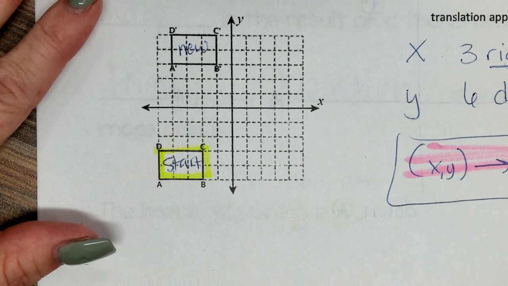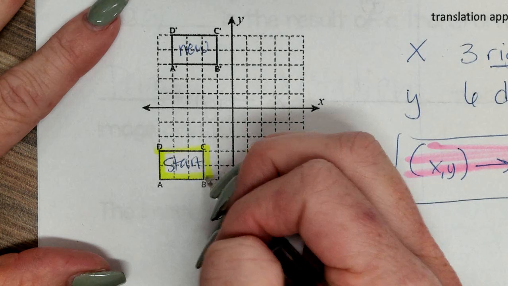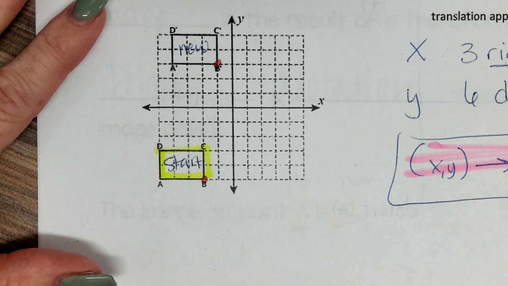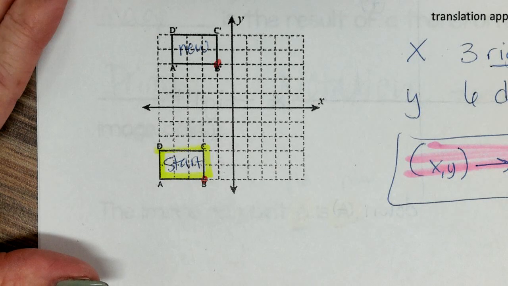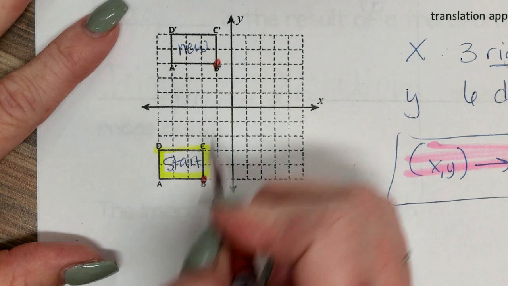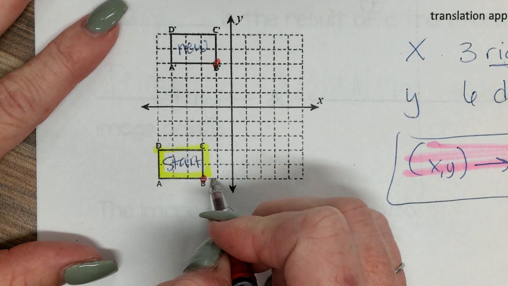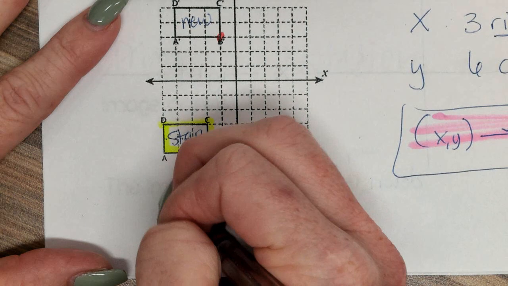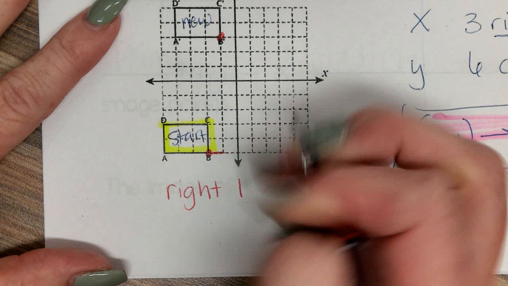All right, let's go from B to B. So everybody put a dot on B and put a dot on the new B. If you can't count, I can't help you. How did I get from this B to this B? Where would I go first? I went to the right. How far? So everybody write that down. Right, 1.